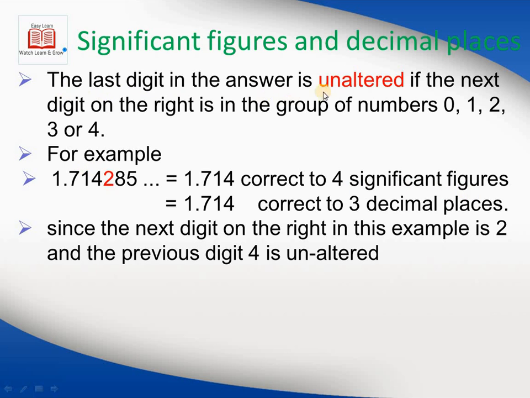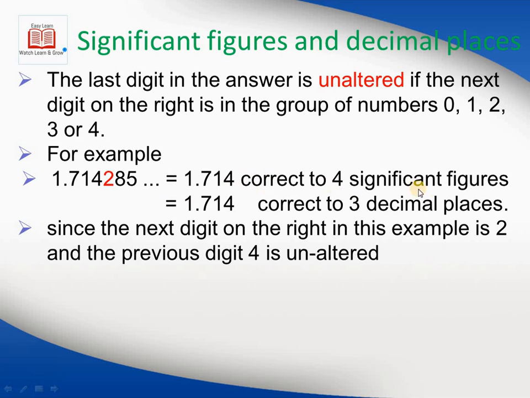The last digit in the answer is unaltered if the next digit on the right is in a group of 0, 1, 2, 3, 4. Means to say, if the next digit is below 5, then the last digit is unaltered. For example, here in this case 1.7142, because we are going to round this off up to 3 decimal places, it will become 0.714. The next digit is 2, that is below 5, less than 5. So the last digit 4 will be unaltered. 1.714, this is the answer.